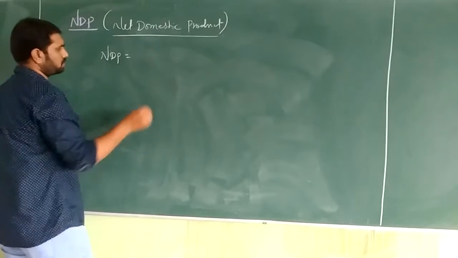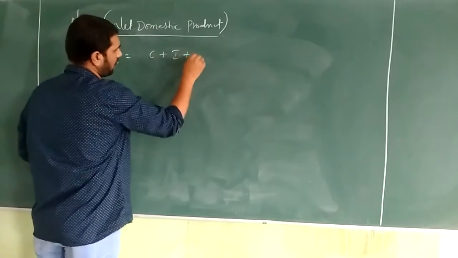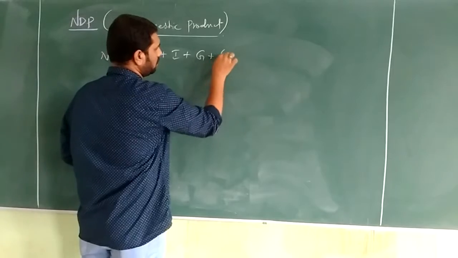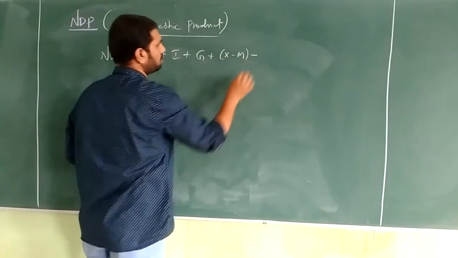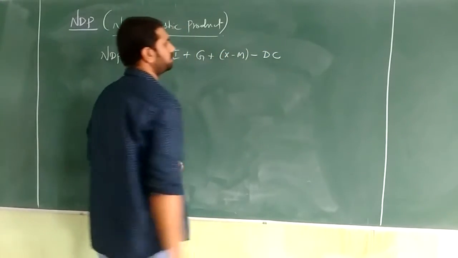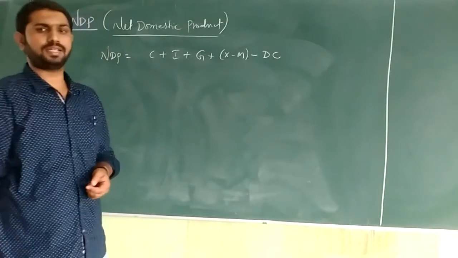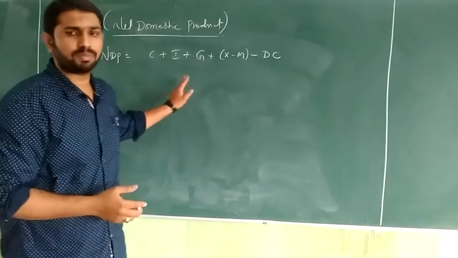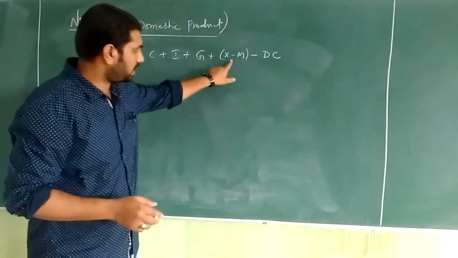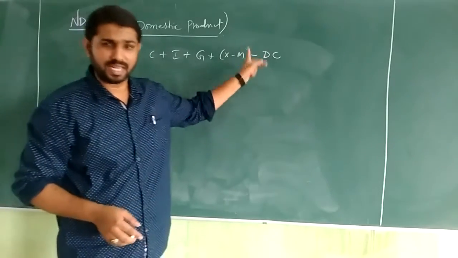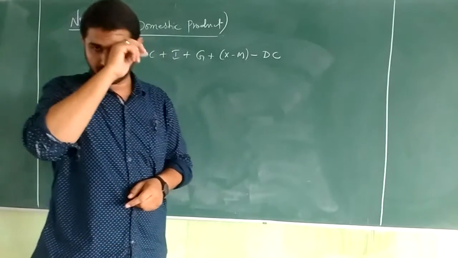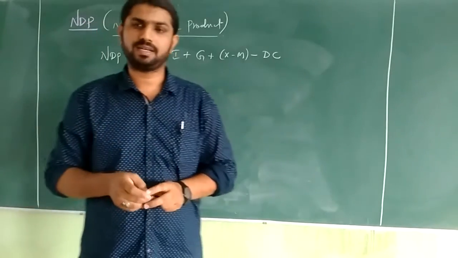The formula for calculating NDP is very simple. NDP equals C plus I plus G plus X minus M minus DC. Here the DC stands for depreciation cost. Everything is similar: C plus I plus G, as well as X minus M, which stands for exports minus imports, and minus DC. DC is depreciation cost.